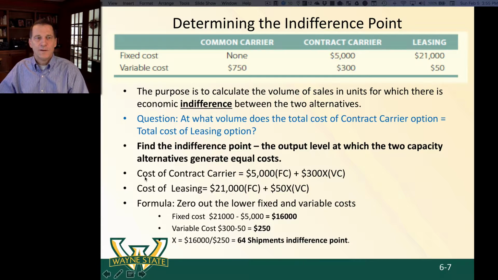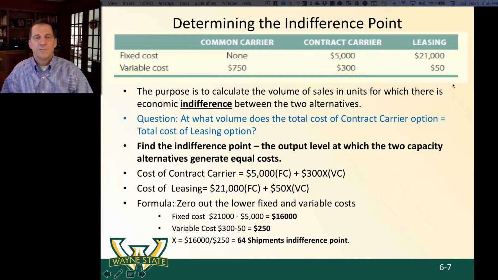Where's the crossover point? Cost of the contract carrier, $5,000 fixed and $300 variable; $21,000 for the leasing fixed and $50 variable. Let's zero it out. The fixed cost, $21,000 minus $5,000 is $16,000. Variable cost, $300 minus the $50 is $250. X, the quantity, equals 16,000 divided by 250, which is 64 shipments in indifference point. So at 64 shipments, our cost is equal between these two.